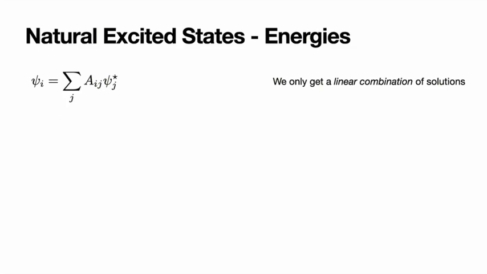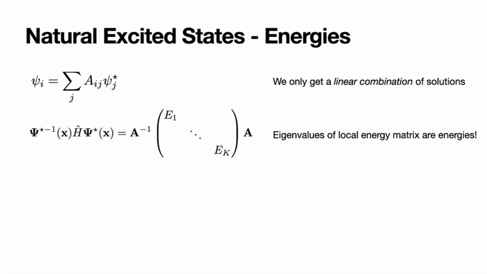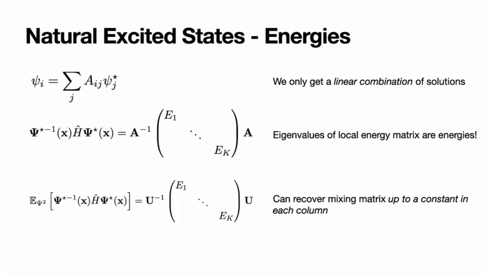But that also turns out to be quite simple. If the psi star are the true optimal excited states we're looking for, and we have a linear combination of them, then what we recover is some linearly mixed version of these. Writing out this local energy matrix, it's clear that the eigenvalues of the local energy matrix are the energies that you're trying to recover.